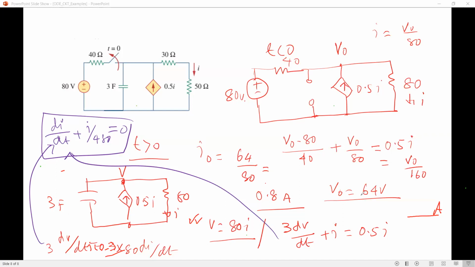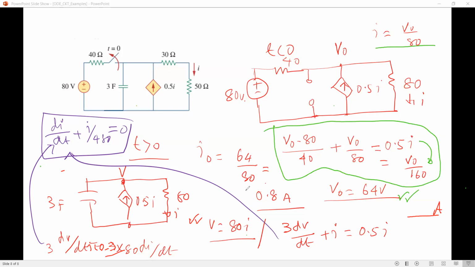Yes, sir. This is your I. If we replace our I, this is the equation. Solve this equation for V0. Our V0 would be equal to 64 volts. So once V0 is available, I0 is calculated equal to 0.8 ampere. This is the initial current flowing through our resistance for time t less than 0. So our initial current is determined. Now we are opening the switch at time t equal to 0. For time t greater than 0, this is your network, isn't it?